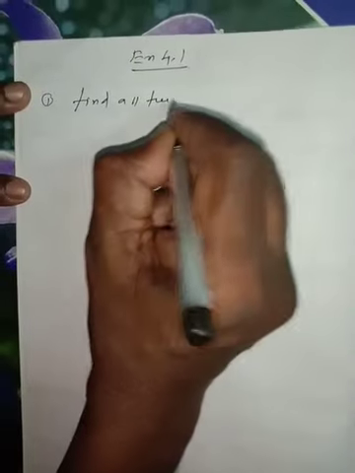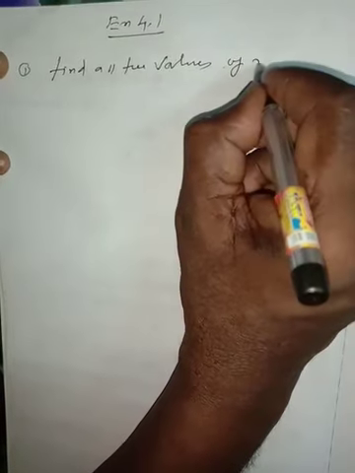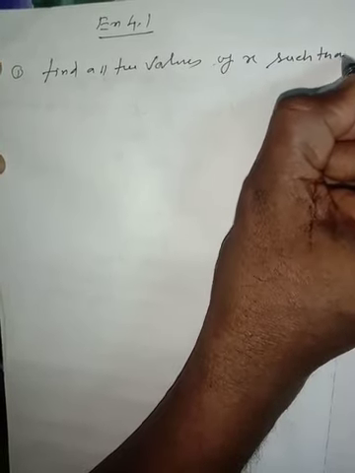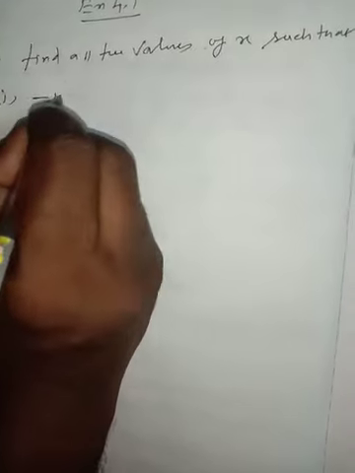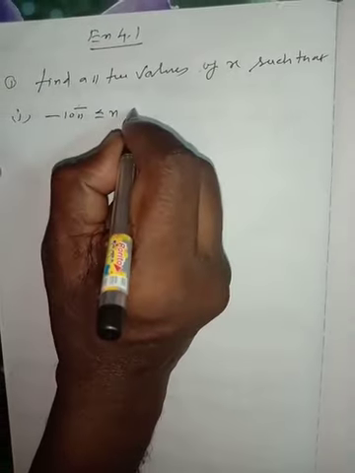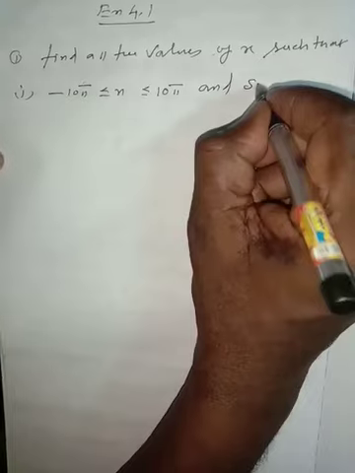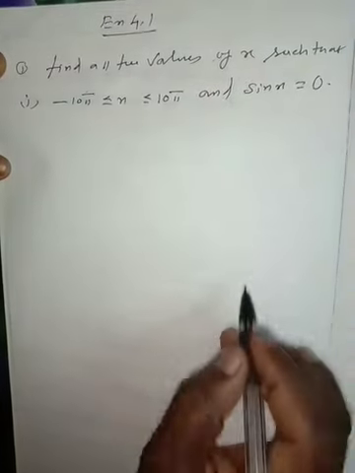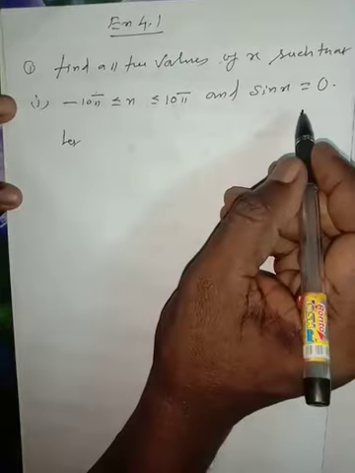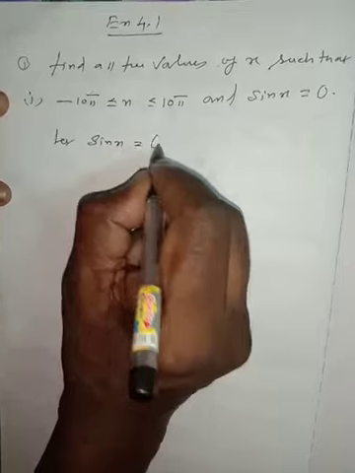Now exercise 4.1. Sum number 1. Find all the values of x such that minus 10 pi is less than or equal to x, less than or equal to 10 pi, and sin x is equal to 0. Let sin x is equal to 0.